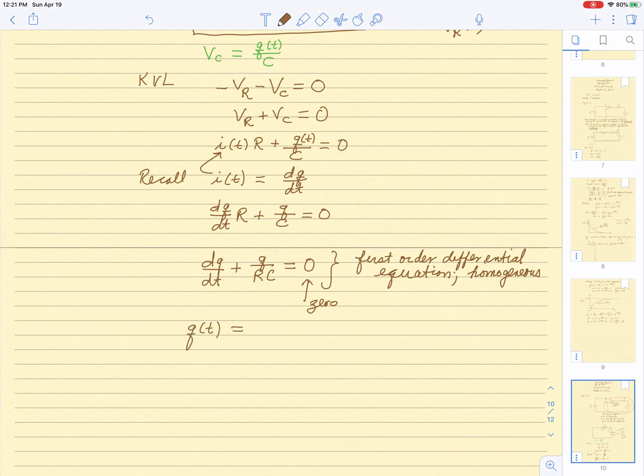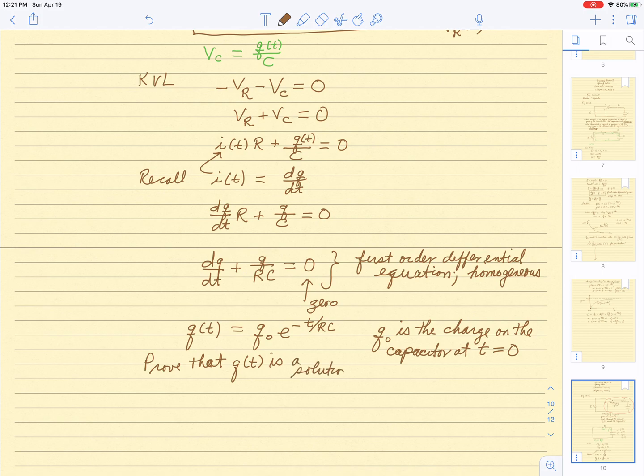Q of t is going to be equal to some Q naught e to the minus t over RC, where Q naught is the charge on the capacitor at time equal to 0. Now, for those of you who want to dig a little bit below the surface here, if you actually want to prove that Q of t is a solution, then just plug it in. Just plug it into the differential equation above.